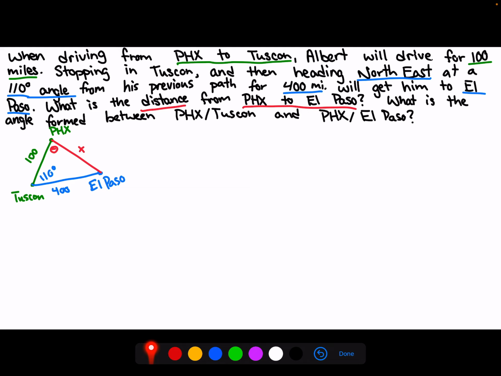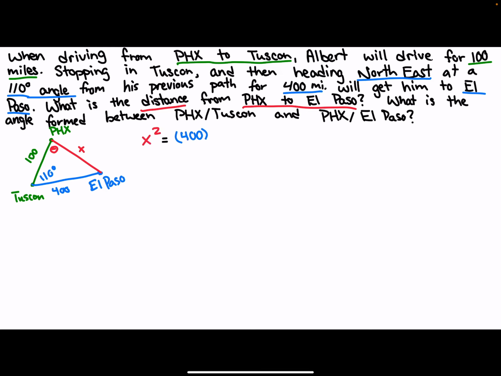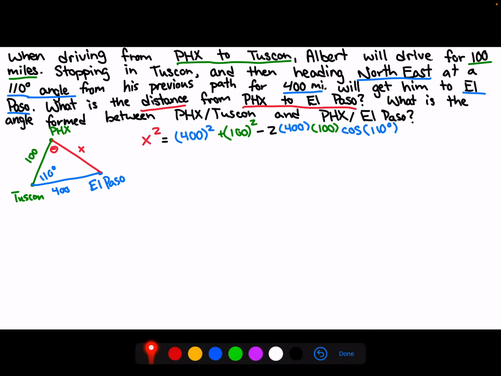So, looking at this, I want to solve for x to get started. And since we're solving for x, we're going to use the law of cosines, because I have side, angle, side. Since we have side, angle, side, that means use law of cosines. So that'll give us x squared equals 400 squared plus 100 squared minus 2 times 400 times 100, cosine of 110 degrees.